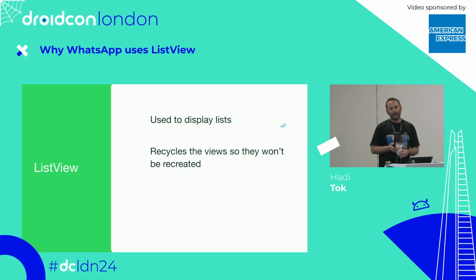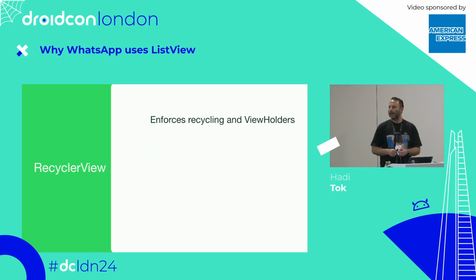To do that, ListView recycles the views, so we don't have to recreate everything again and again. We will be passed an old view, so we will update the view with the new information that will be displayed on the screen next. But ListView had a lot of issues. So Google decided to introduce RecyclerView around 5 years after the WhatsApp Android app was released.